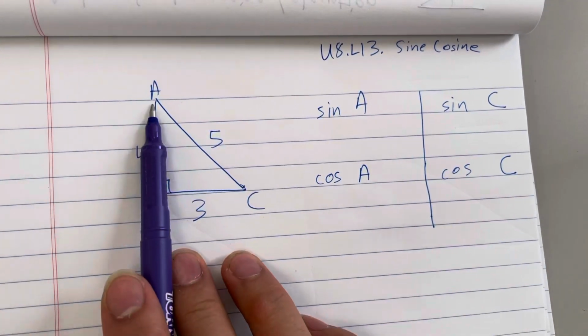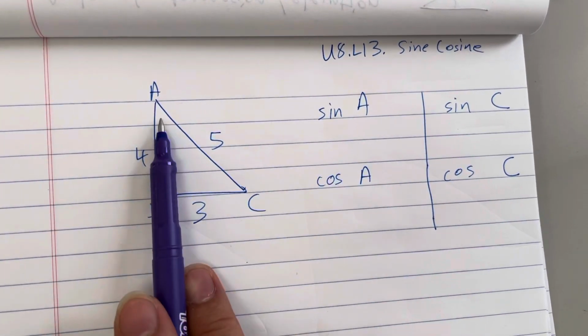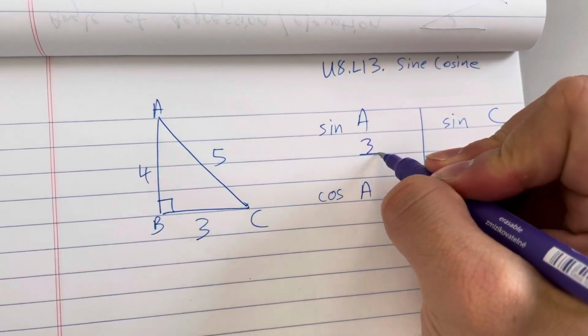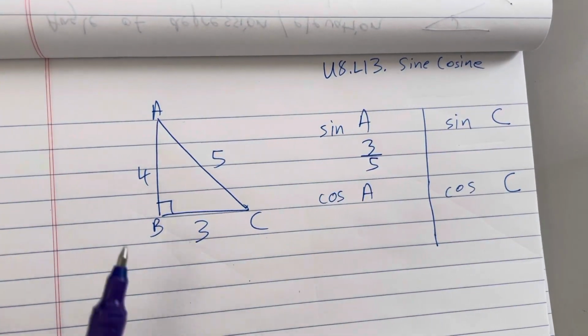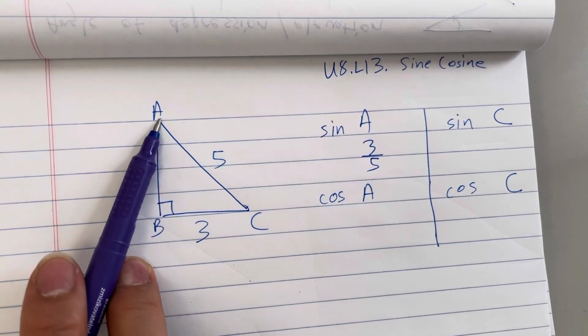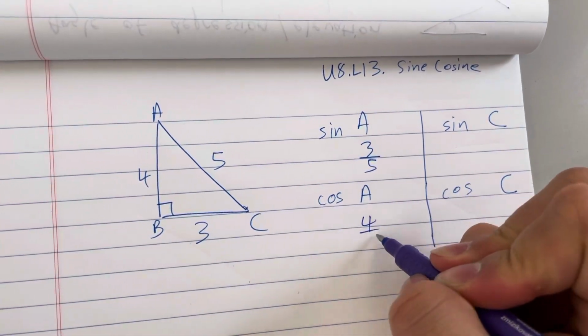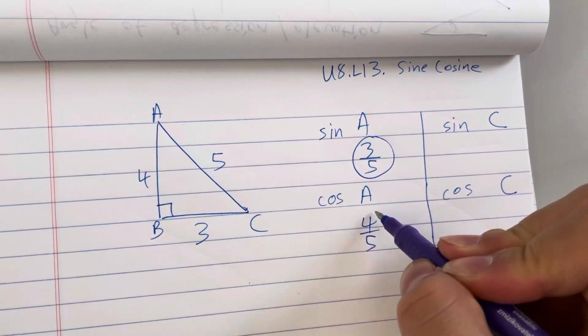Let's just say you're standing at A, okay? And I'm asking for sine A. Well, it's obviously going to be opposite over hypotenuse, so it's going to be 3 over 5. So far, so good. Cosine A would be adjacent over hypotenuse, so it's going to be 4 over 5. So far, so good. Nothing out of the ordinary, everything that we know.